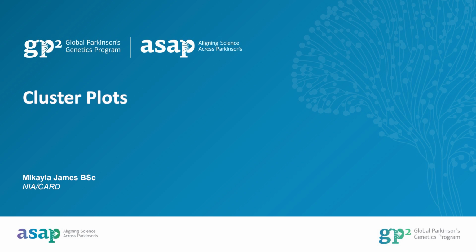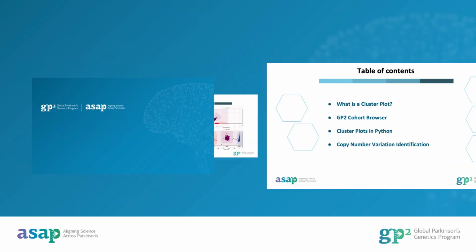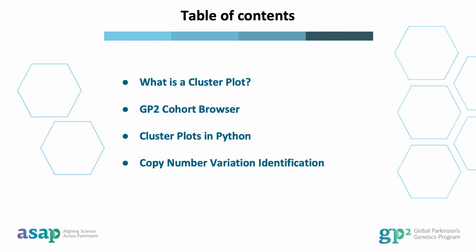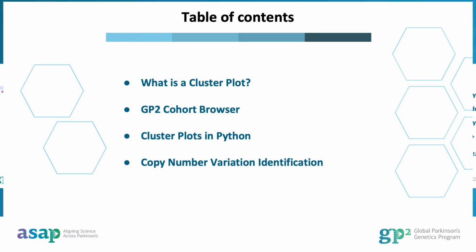Today, I will talk about Illumina genotype clustering and visualization. We will be answering the following questions. What is a cluster plot, and what does it display? How do you view cluster plots using the GP2 Cohort Browser? Is it possible to create your own cluster plots for different SNPs of interest? And how do cluster plots relate to copy number variation identification?